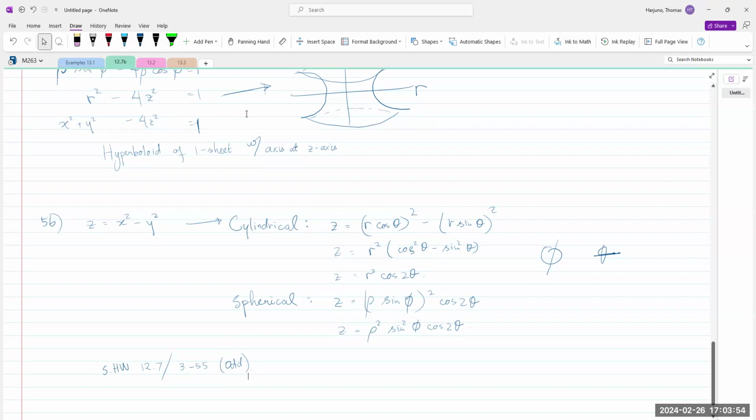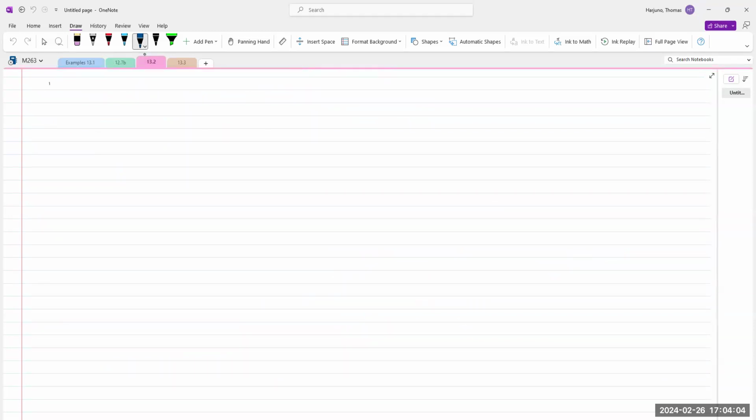Let's go on to 13.2. Section 13.2 is derivatives and integrals of vector functions.